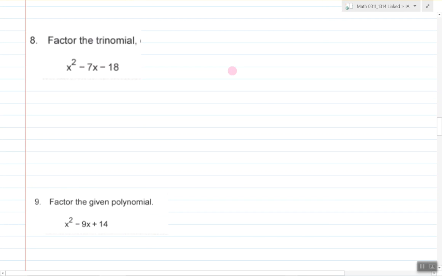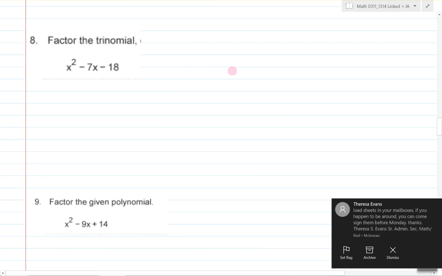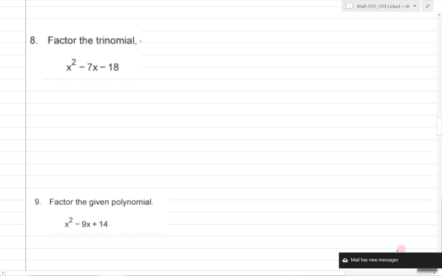Number 8. I'm so sorry about that popping in there. All right, we're going to actually have quite a few of these to do, so I'm probably not going to do a lot of checking or discussion. We're just going to work through the problems.